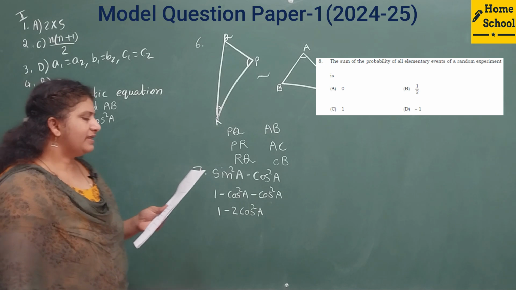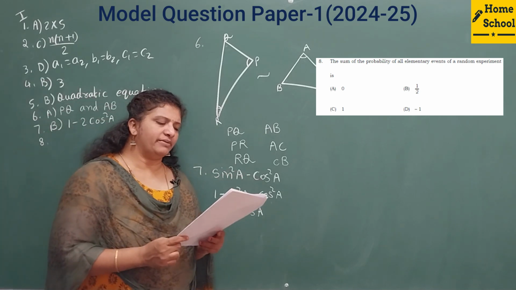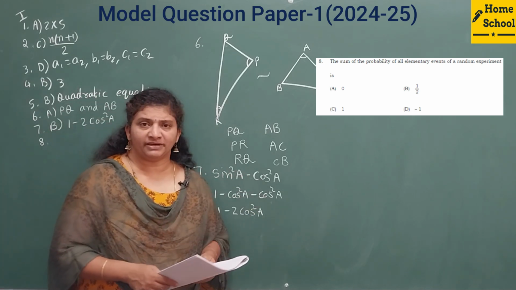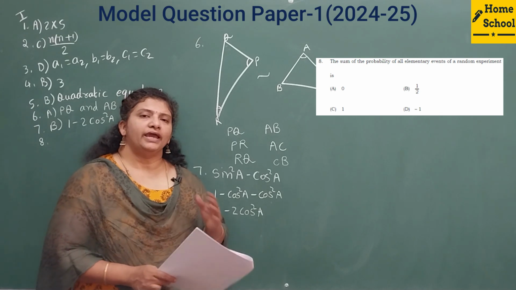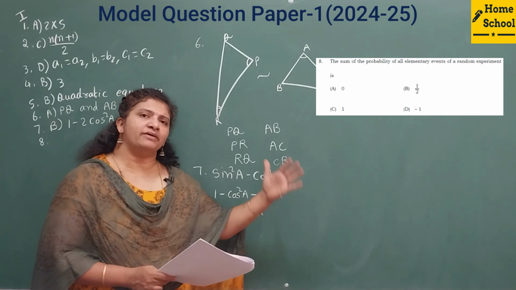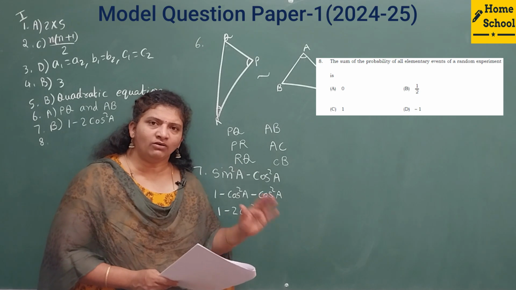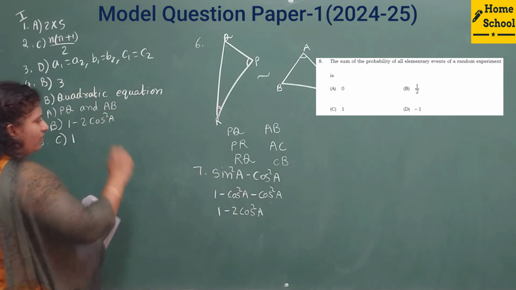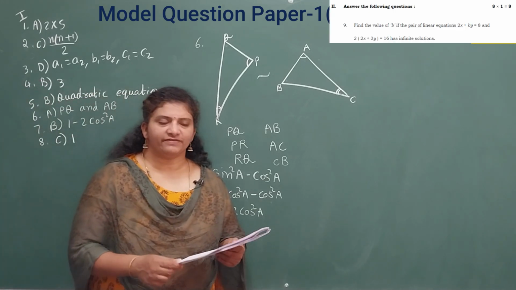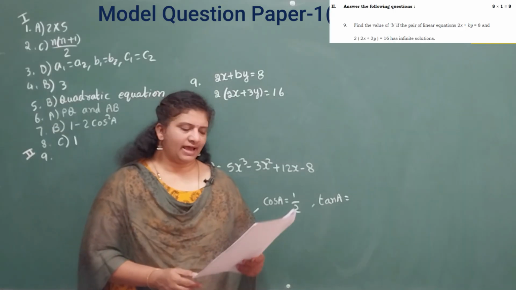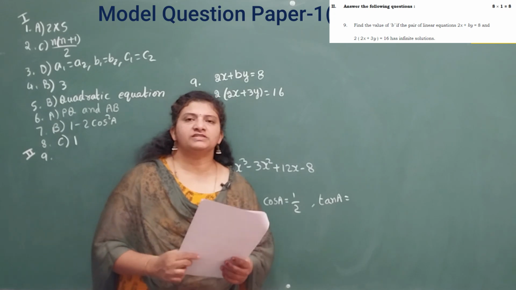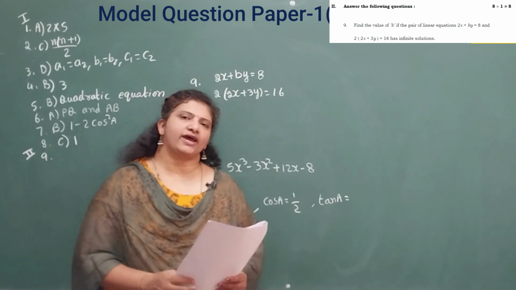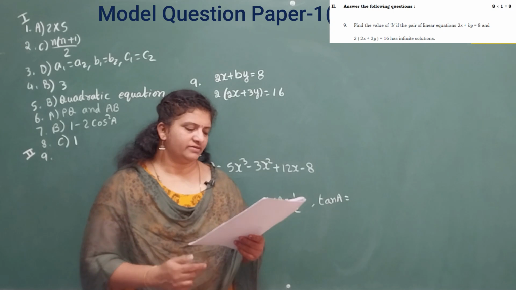Eighth one. The sum of the probability of all elementary events of a random experiment is... As we know, in probability, the sum of all the elementary events is equal to 1. So your option is option C, 1. With this, we complete our first main. Second main, answer the following questions. In this main, we will be having 8 questions. Each carries 1 mark. 8 into 1, 8 marks.